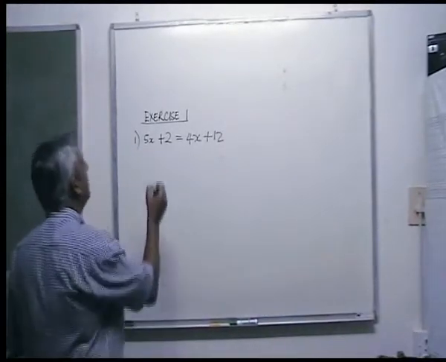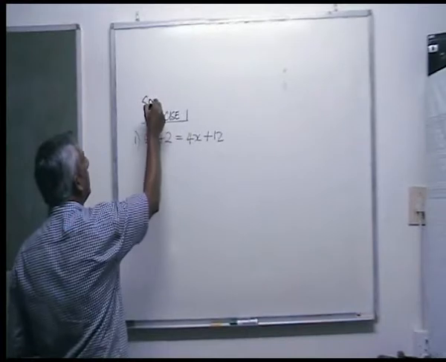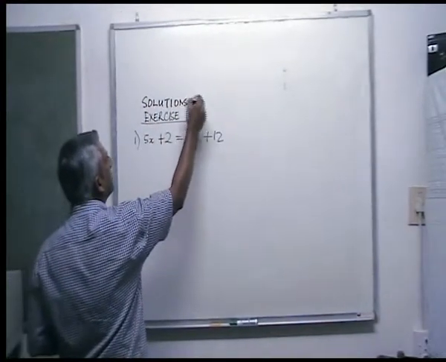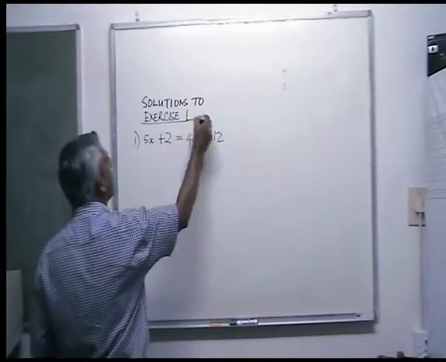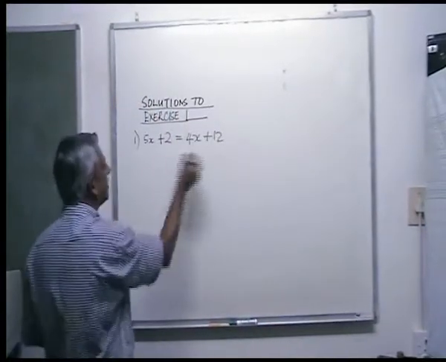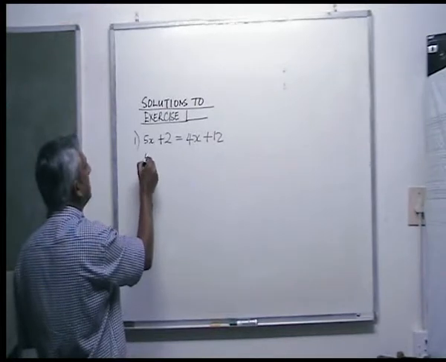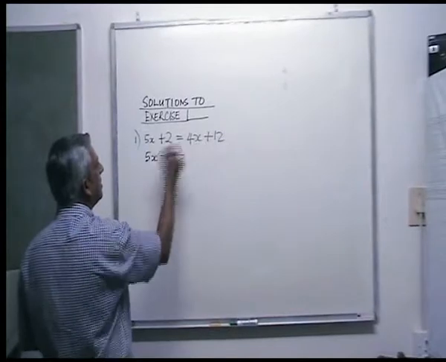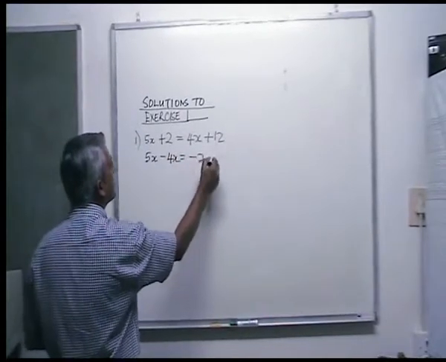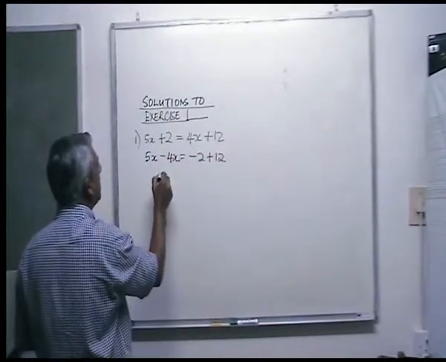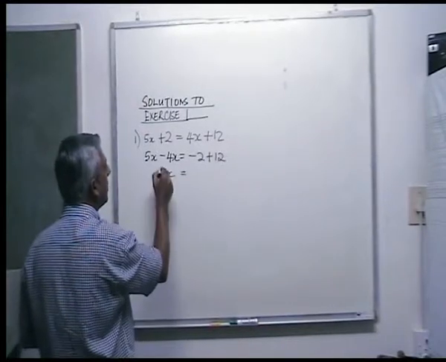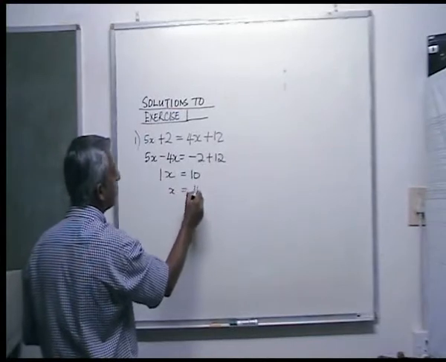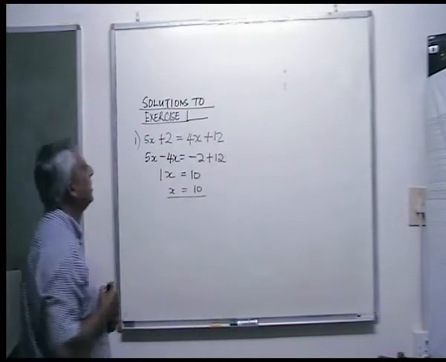Alright, so let's hope you finished that exercise. So here are your solutions to exercise 1. So this was the first example. So you're supposed to write 5x minus 4x is equal to minus 2 plus 12. That gives you x. 1x is equal to 10. Well, this is now solved. X is equal to 10.